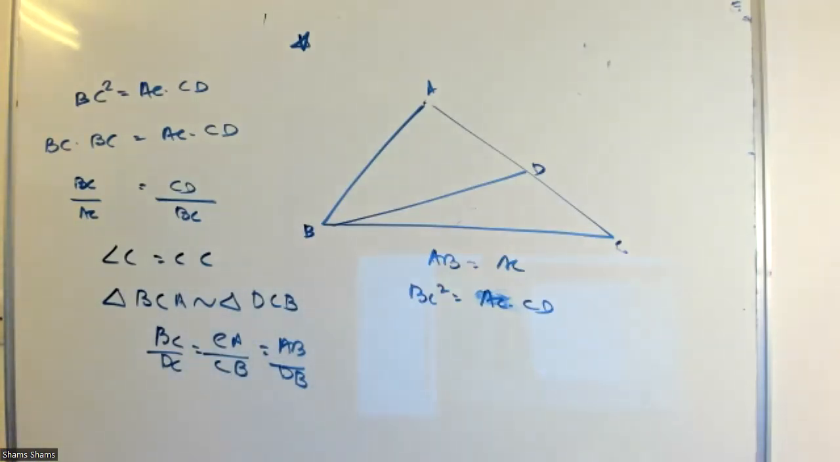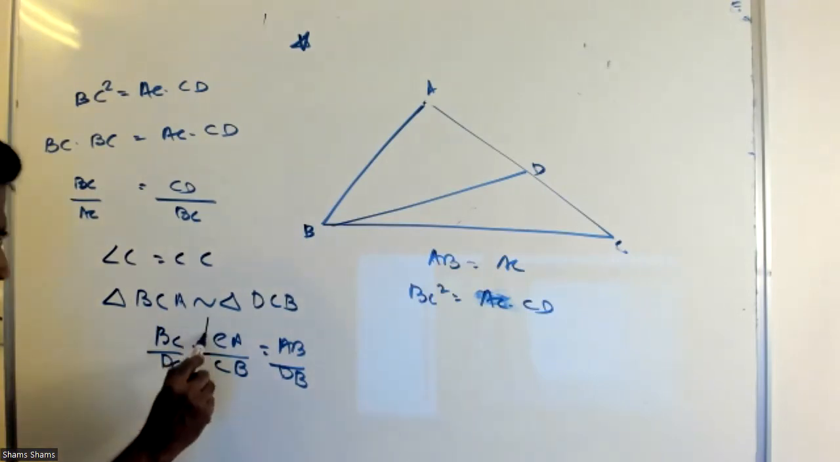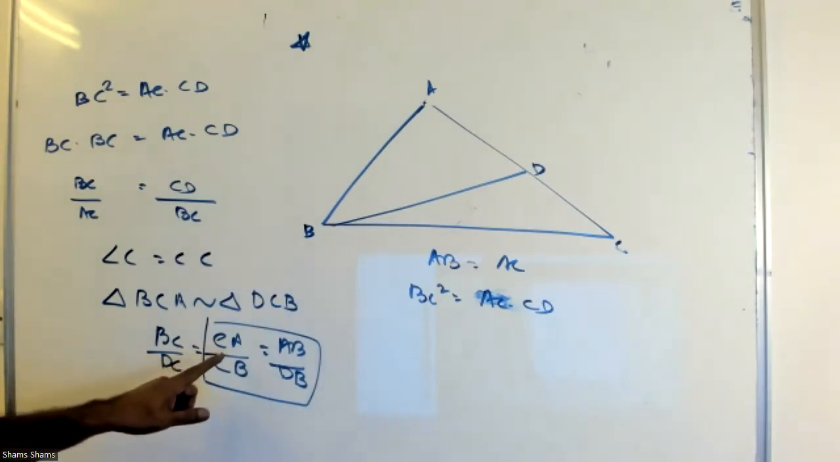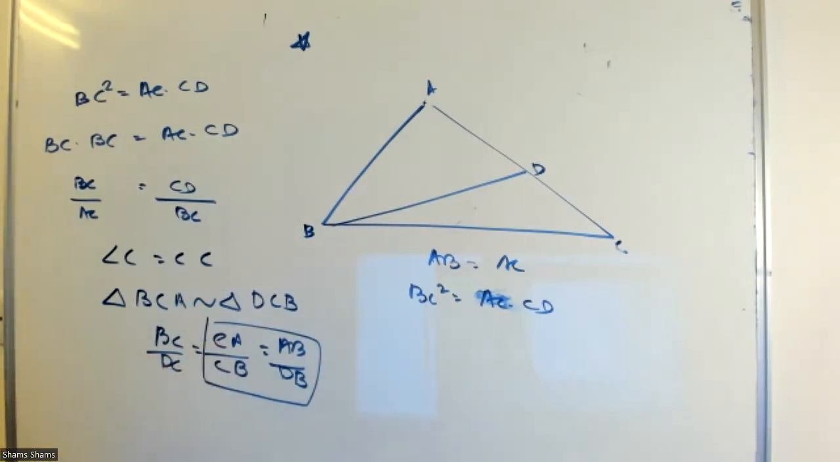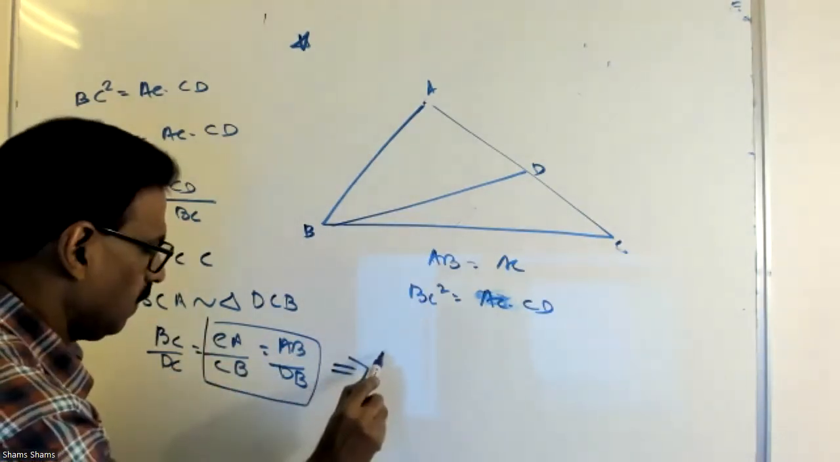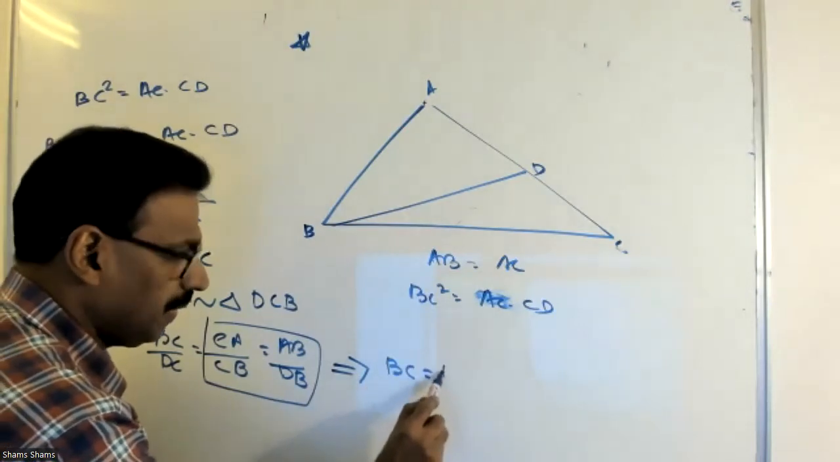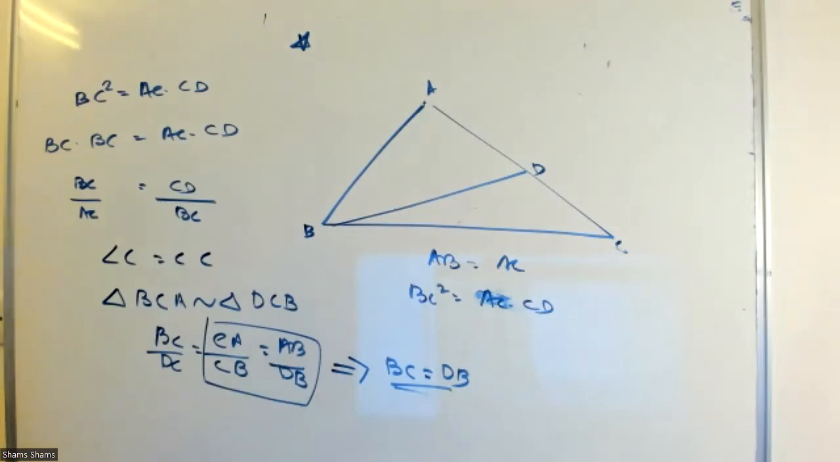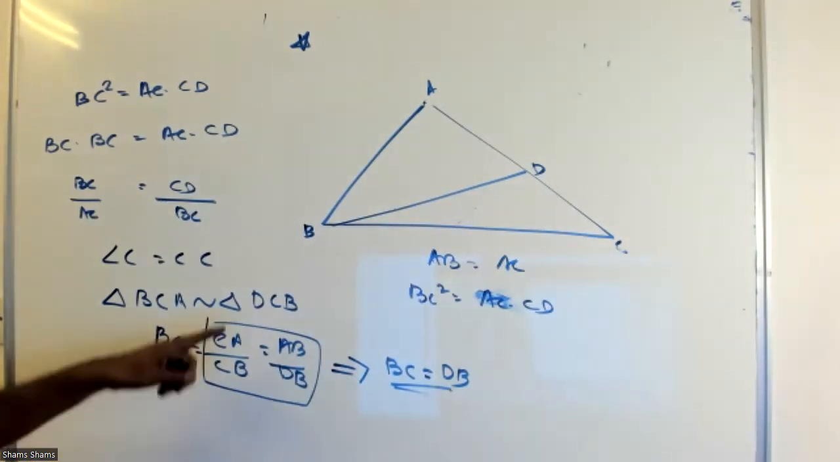Now, what you have to find out? BD equal to BC. Okay. Now look at here. Take this one. Is AC equal to AB? Yes, sir. AC equal to AB. So that means what? BC equal to DB. Finish. Because these numerators are equal, so we can equate them.